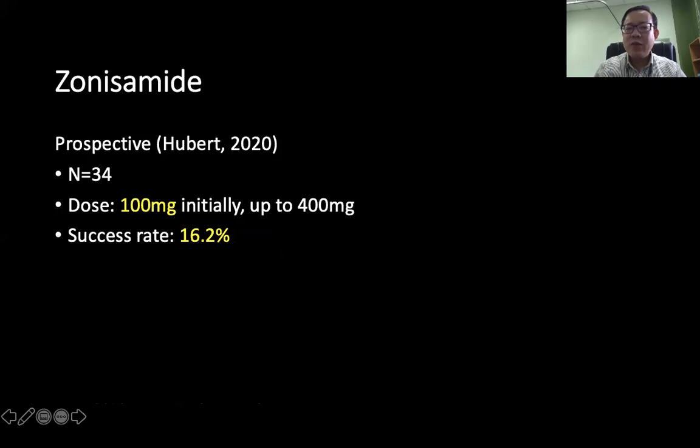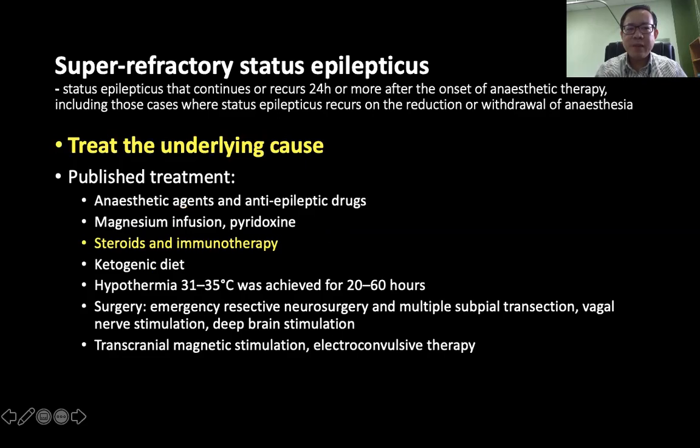Zonisamide is something new that we also try to use. Zonisamide is cheaper than topiramate. Although it was proposed using 100 milligram initially, we can go all the way to 400 milligram, crush it and give through NG tube. The success rate is not as high, it's only 16%, but remember this is just a start and the number is small. For other choices, the next one I'm going to talk about is steroid.